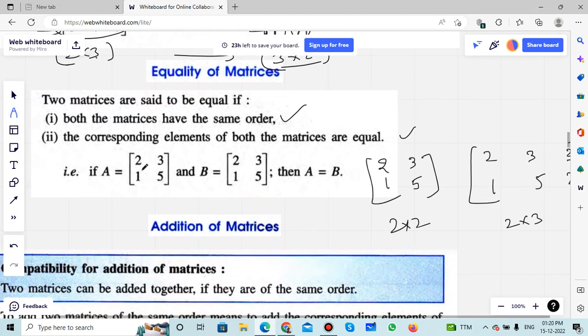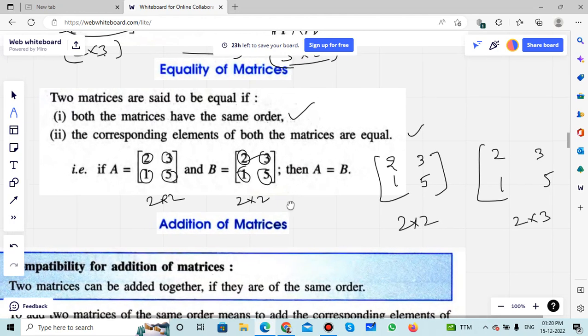Clear? You can see the order is 2 by 2 and here it is also 2 by 2. Then the first line is done. Second, it says the corresponding elements of both the matrices should be equal. It has 2, it also has 2, it has 3, 3. Second row 1, 1, 5, 5. Then the two are equal matrices.